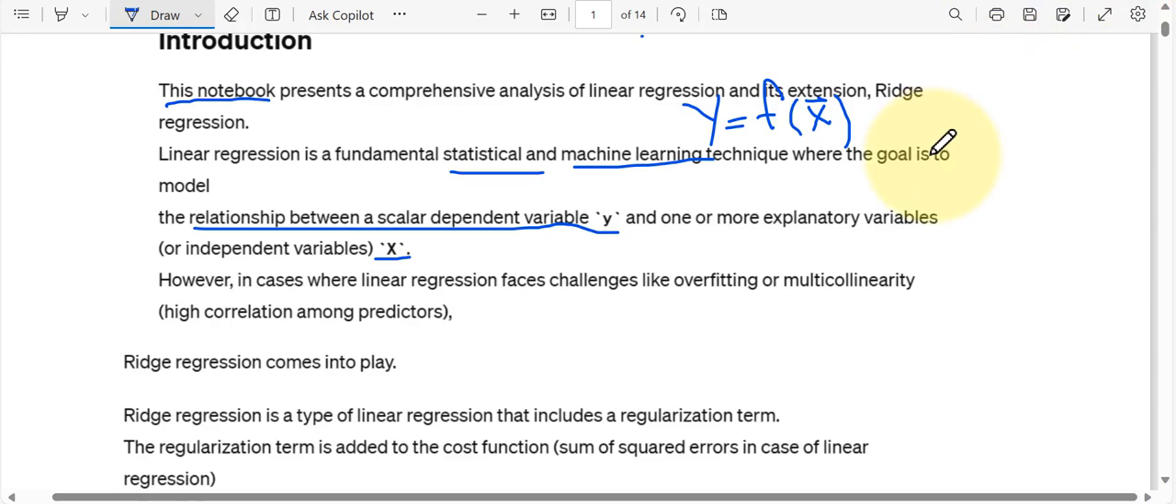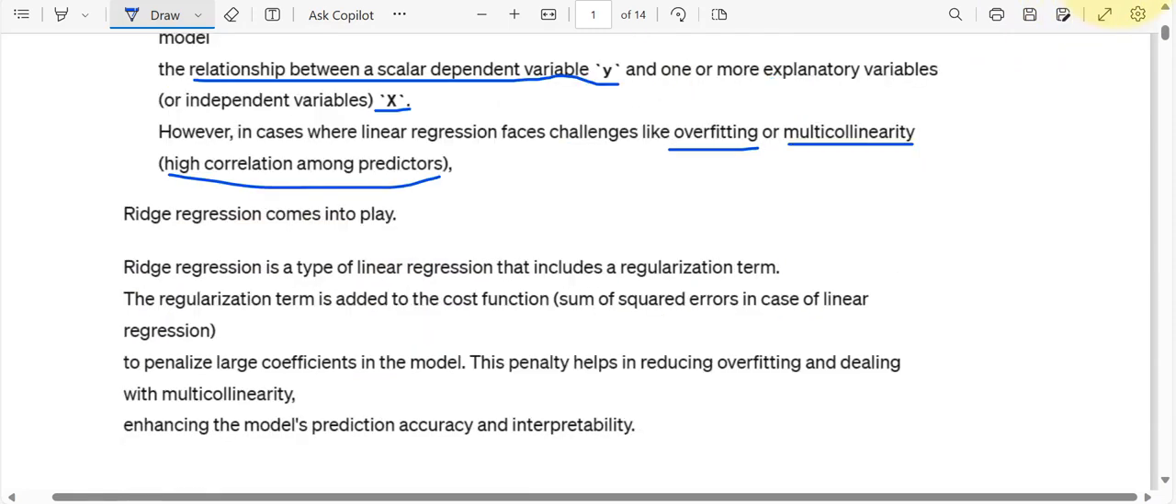And we talked about the need for ridge regression. One of the needs is for overfitting, and another is for multicollinearity, which is high correlation among the predictors. So ridge regression basically throws in an extra term, what we could call a regularization term. So we talked about the slope squared, and when I say we throw in an extra term, we throw in an extra term in what we're trying to minimize.